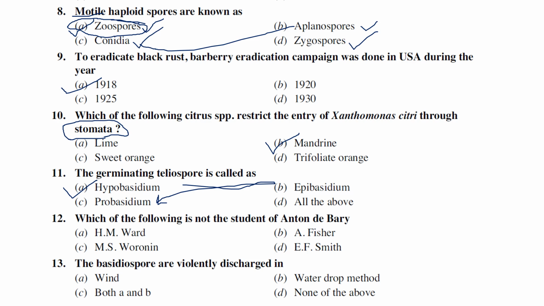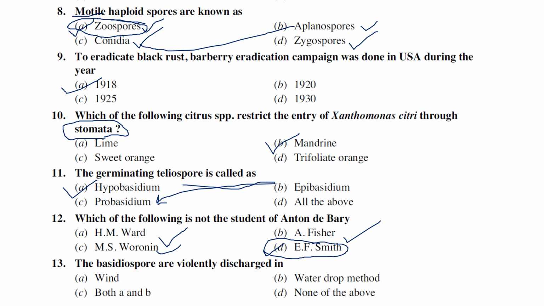And the next one is: which of the following is not a student of Anton de Bary? H.M. Ward, A. Fischer, M.S. Voronin, and E.F. Smith. H.M. Ward is a student of Anton de Bary. Voronin is also a student of Anton de Bary. Fischer is also a student of Anton de Bary. So the answer is E.F. Smith. He is not a student of Anton de Bary.